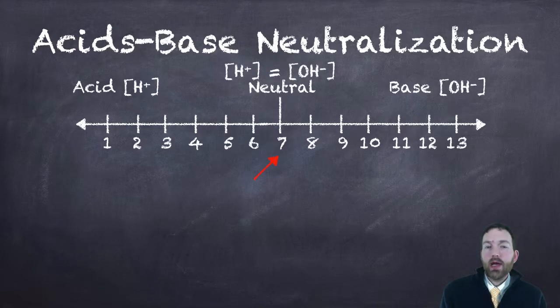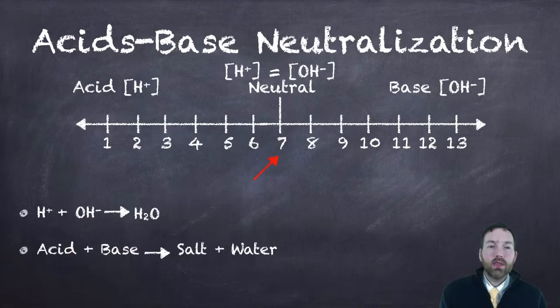So when hydrogen ion concentration equals the hydroxide ion concentration, we've undergone what's called neutralization. Anytime a hydrogen ion reacts with a hydroxide ion, we make water. And if all of the hydrogen ions are reacted with all the hydroxide ions in a 1-to-1 ratio, we make molecules of water. And there's nothing left over, and it's perfectly neutral. No acid, no base, just pure water.